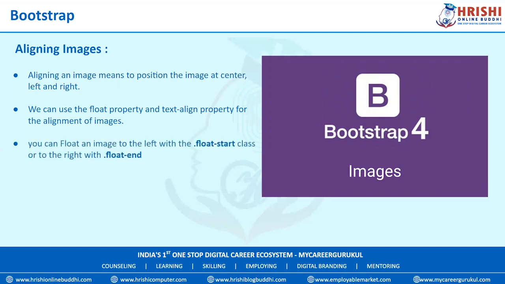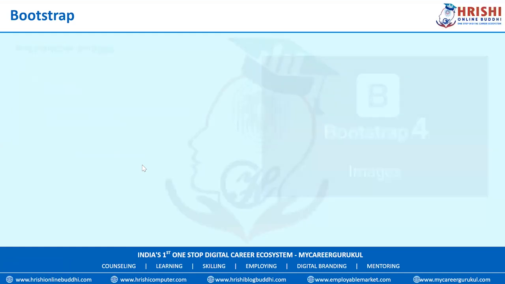Then you can float an image to the left with the help of float-start. As we have studied for text also, if you want to align your text to the left-hand side, what class did we use? We used the class name text-start. The same here: if you want to make your image float to the left-hand side, we have to use the class .float-start, or to write it with float-end. So if you want to display it on the right-hand side, we simply use float-end.